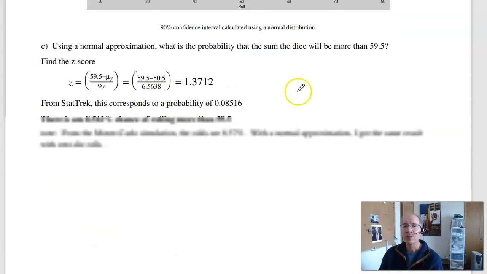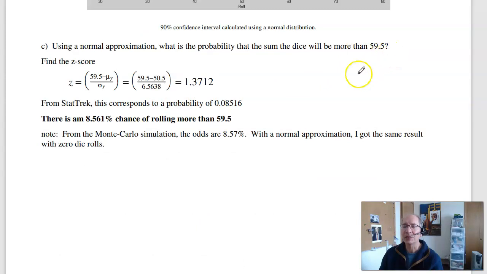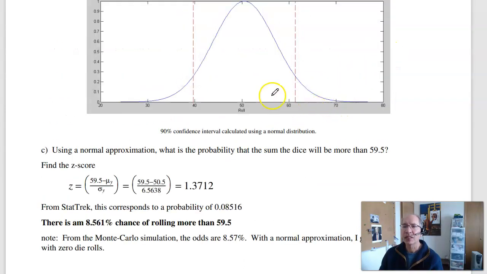If I want to find out the probability that I'm more than 59.5, again, here's the mean, here's 59.5. How far is 59.5 from the mean in terms of standard deviations? That's called the z-score. It's 59.5 minus the mean over the standard deviation. It's 1.37 standard deviations.